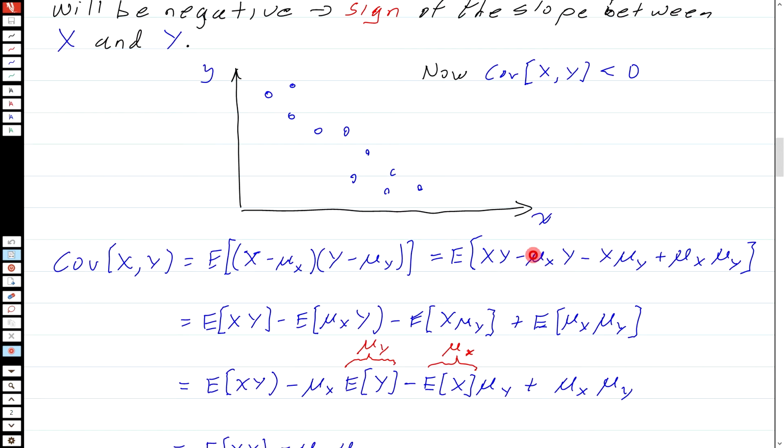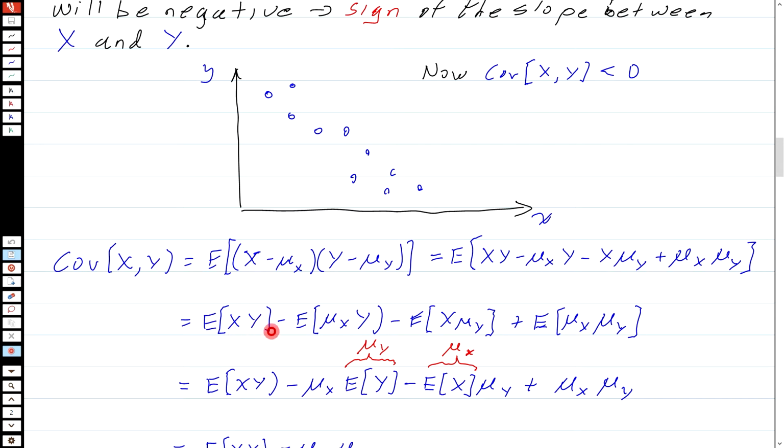If we look at this definition in a little more detail, covariance between x and y, expected value of x minus its mean times y minus its mean, I multiply it all through, I get expected value of xy minus mu of x times y minus x times mu of y plus mu of x times mu of y. This is the expectation of a sum, which we mentioned before is just the sum of expectations. So I can break it up at the plus and minus signs.